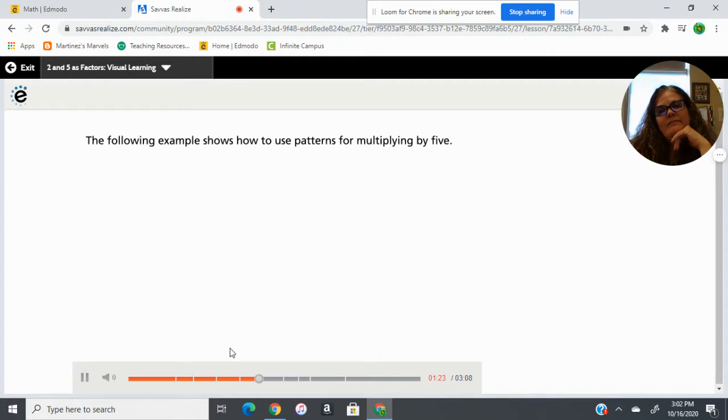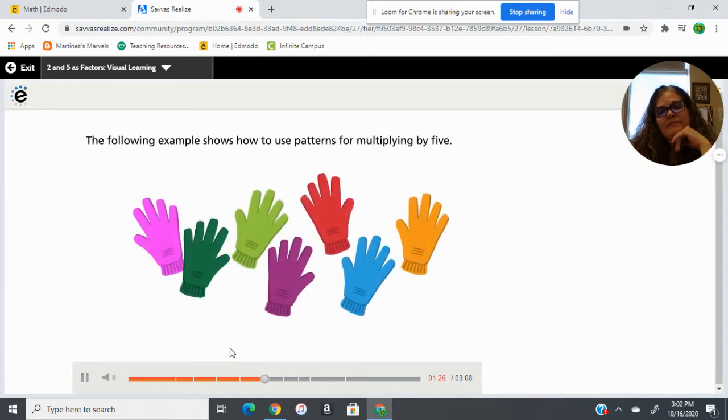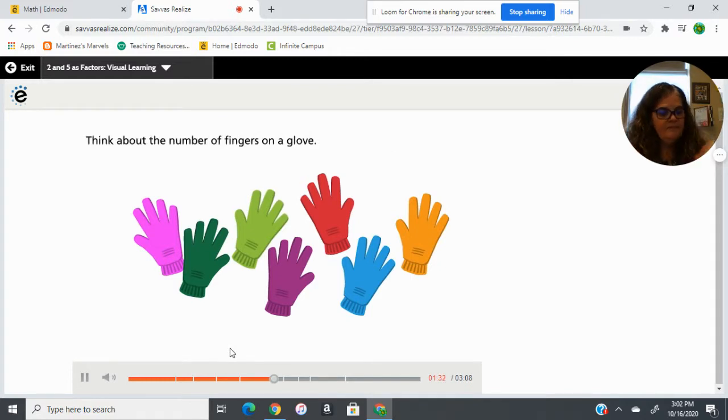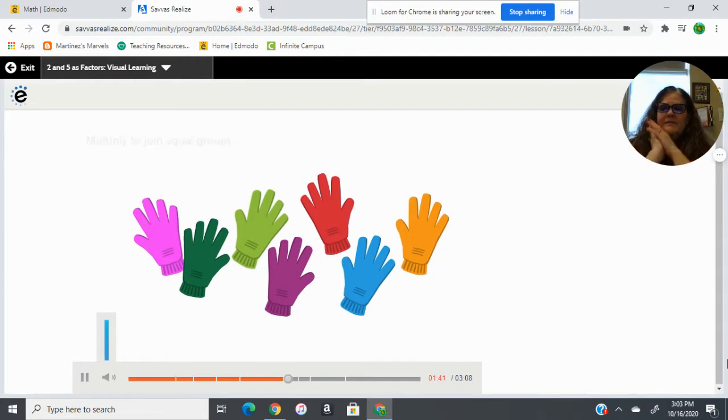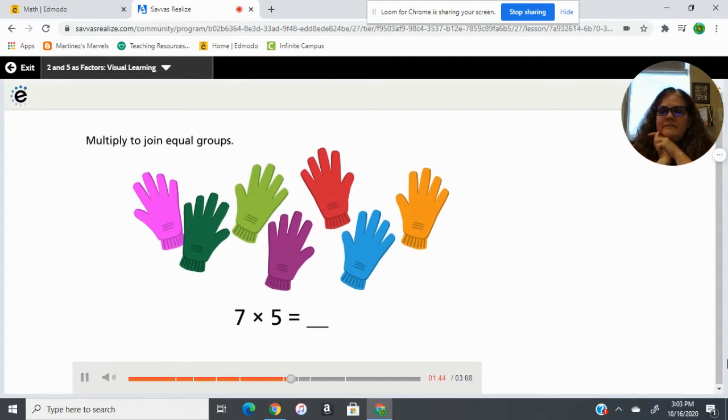The following example shows how to use patterns for multiplying by 5. Think about the number of fingers on a glove. What operation should you choose to find out how many fingers are on 7 gloves? Okay, so think about this. We have 7 gloves, and on each glove is 5 fingers. So we have equal groups. How could we figure that out? What operation will we use? We have 7 groups of 5. So we would use multiplication. Multiply to join equal groups. Find 7 times 5.